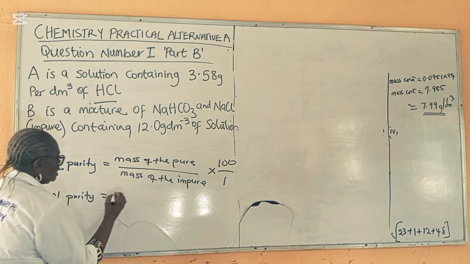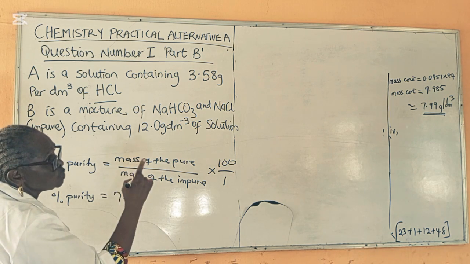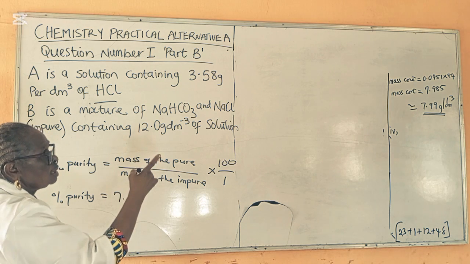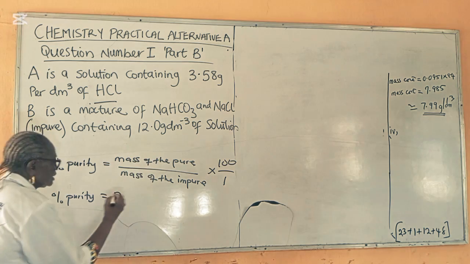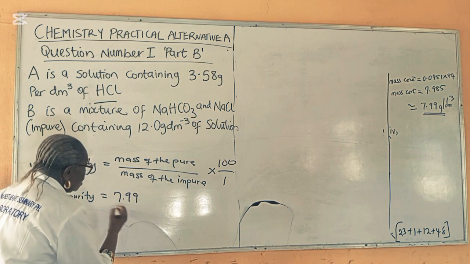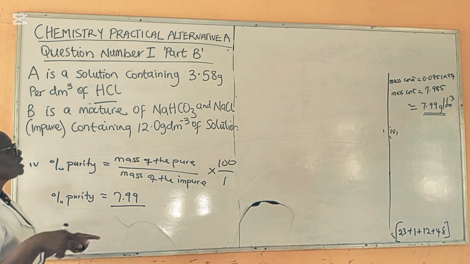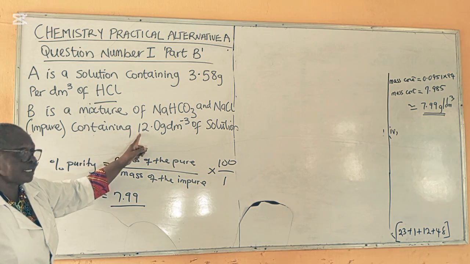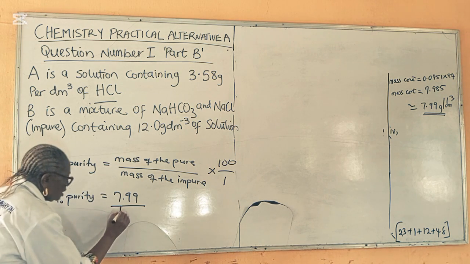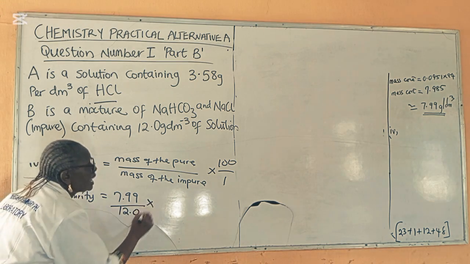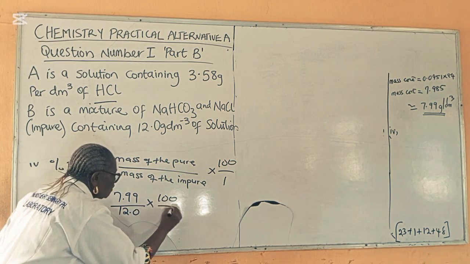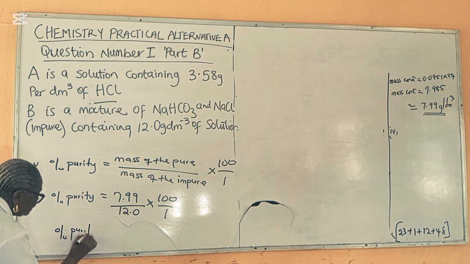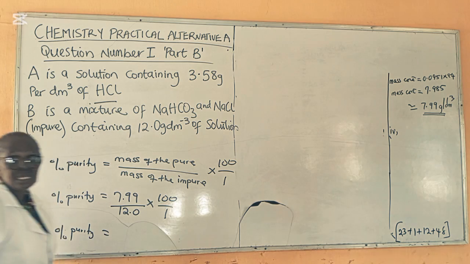Mass of the pure is 7.99, exactly what you have is what you are going to use. If it is wrong substitution, no score. Over the mass of the impure, which is there in the information provided, which is 12.0. 12.0 times 100 over 1. Then what is your percentage pure, which is purity? That's the answer.